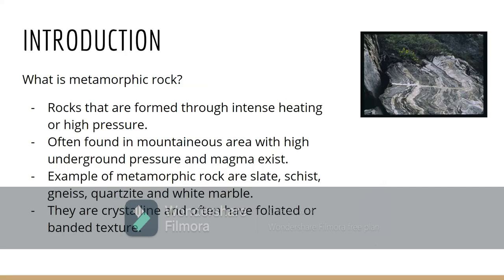So basically, metamorphic rock is a rock that is formed through intense heating or also high pressure. So it is often found in mountainous areas with high underground pressure and magma access. Some examples of the metamorphic rock are slate and white marble. They are crystalline and often have a foliated or banded texture.